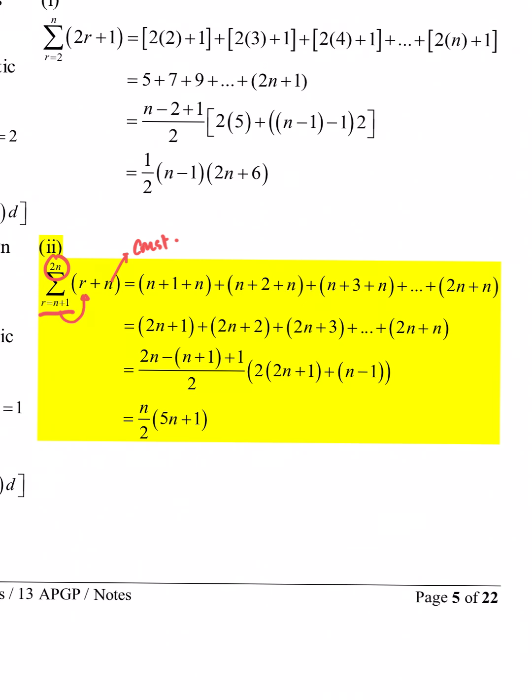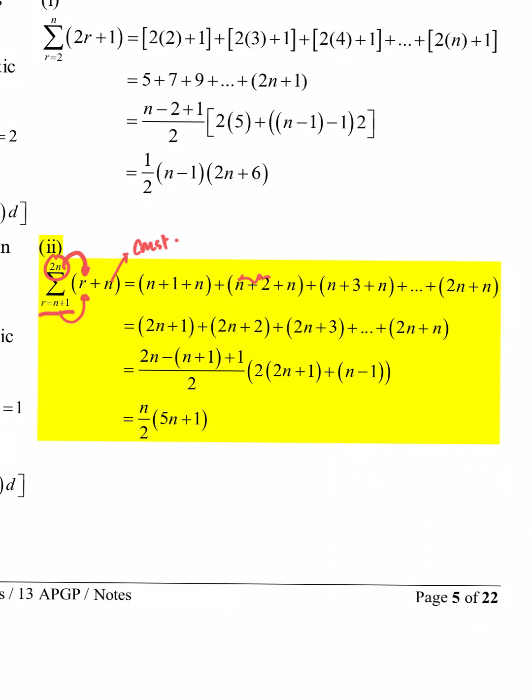The next term will be I sub in n plus 2. That will give me n plus 2 plus n. And the following term will be n plus 3 plus n. So on and so forth until the last term where I sub in r equals to 2n, and I obtain 2n plus n.